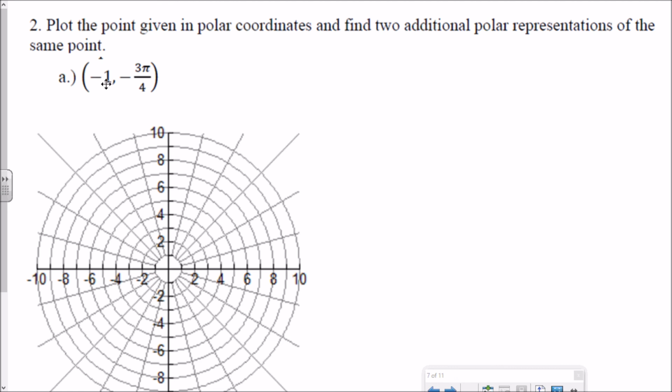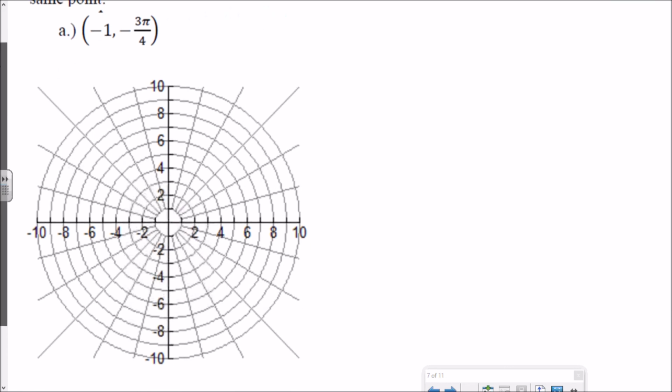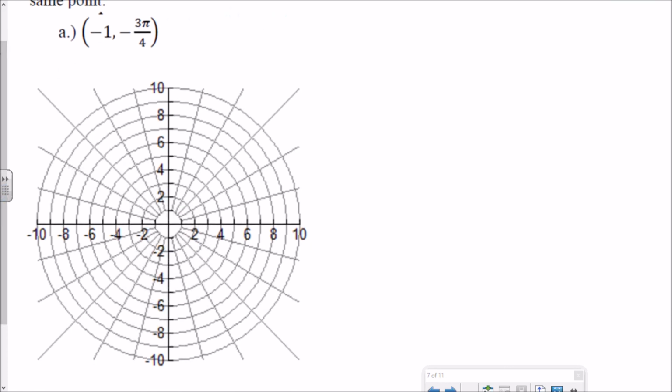All right, this says plot the point given in polar coordinates and find two additional polar representations of the same point. So this is -1, -3 pi over 4. If I translate this into twelfths, I'm going to multiply by 3, and I'll get -9 pi over 12. So it's going to be 1, 2, 3, 4, 5, 6, 7, 8, 9. So it's going to be right here. And it works right because it's pi over 4. So just double check your work there.